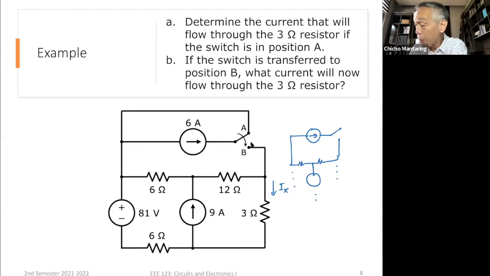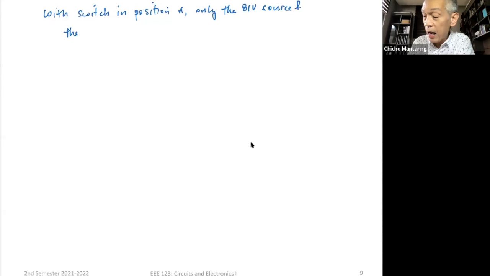Okay, so how are we going to solve this? No? Okay, so with the switch in position A, this 6 ampere circuit has no contribution to the I of X. The only contributors to the I of X would be my 81 volt source and my 9 ampere source. No? So with the switch in position A, only the 81 volt source and the 9 ampere source contribute to I of X.